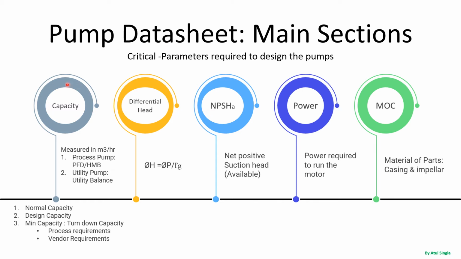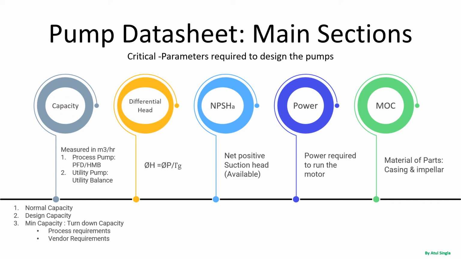If you look at the capacity, it is generally measured in meter cube per hour, right? If it is a process pump, then PFD and heat and mass balance diagram will be required. If it is a utility pump, then this information will be coming from utility balance diagram. So this information is very critical, and these two documents will be the source of this flow rate, this capacity.